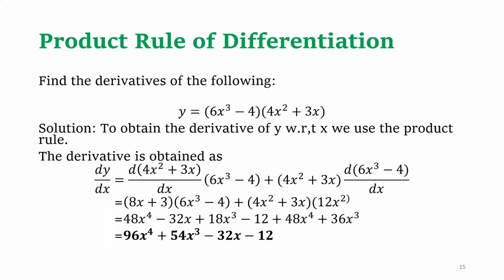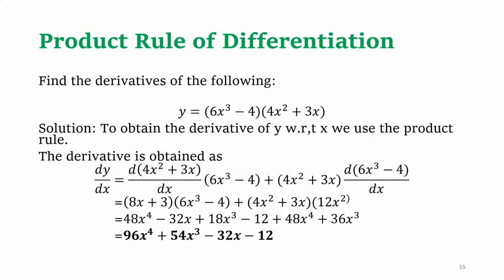So now let's take one typical example. Find the derivative of y equals 6x cubed minus 4, multiplied by 4x squared plus 3x. What do we do here? It is simple. The second term in brackets, 4x squared plus 3x, is what we differentiate first, and then we multiply that result by the first term. Then we do the same thing again: the derivative of the first term, multiplied by the second term. Then we add the two. As simple as that.